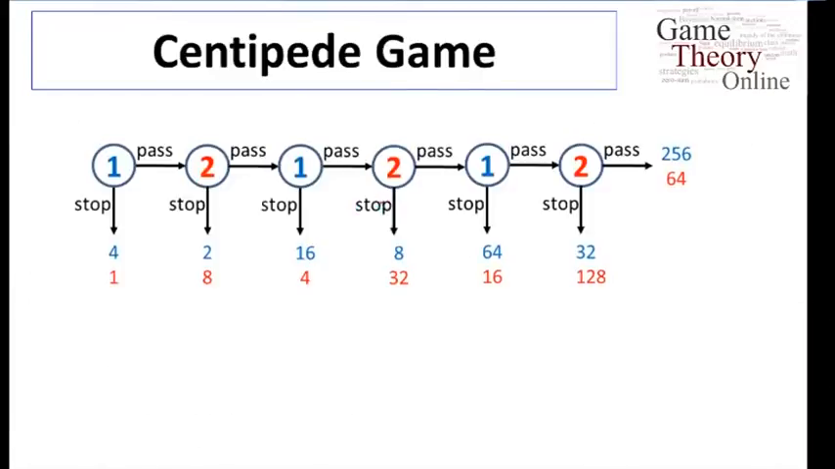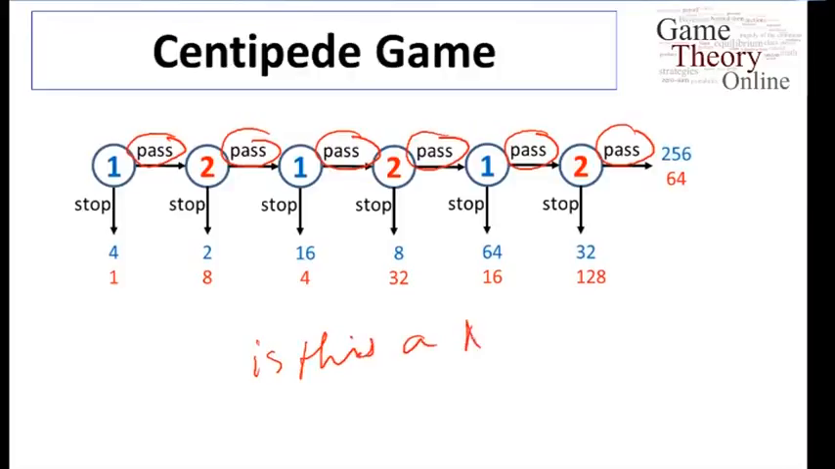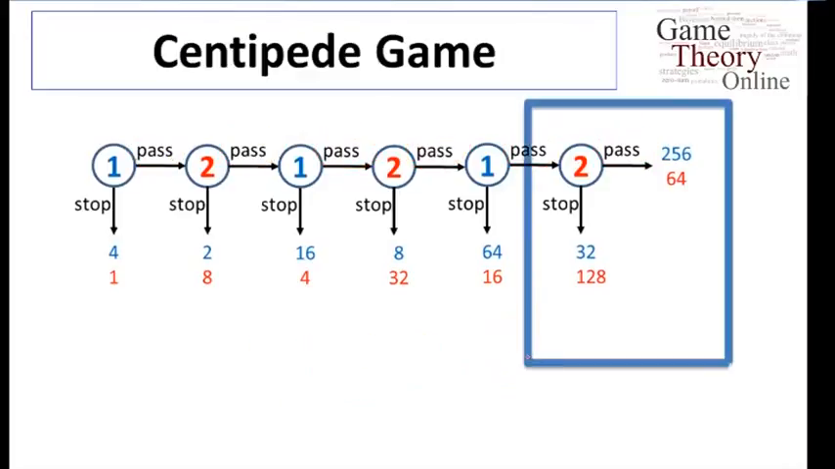So if we look at this, is this a Nash equilibrium, for each player to pass at every single node? Okay, so is this Nash? A Nash equilibrium. Okay, so how do we begin to analyze that? Well, let's take a look at what would happen. Is this a best response?